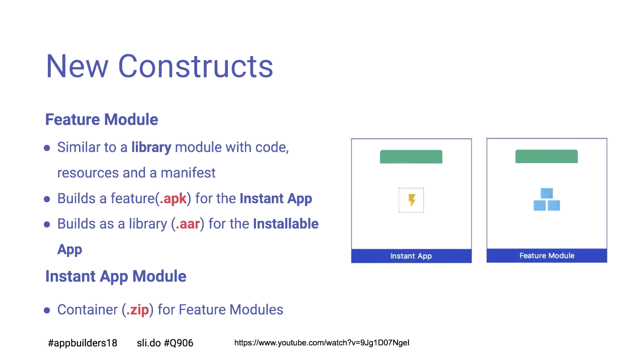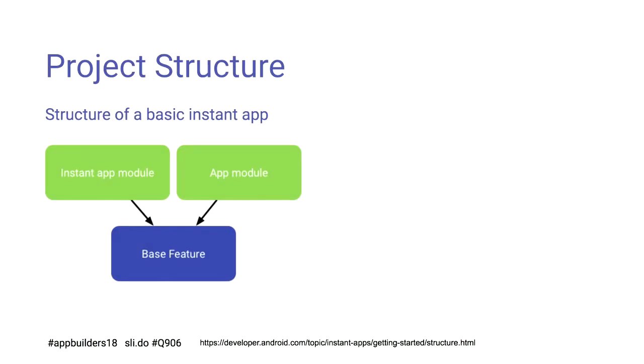So we said features. Features are very similar to library modules. They build APKs for the instant app, but lie as library modules in our installable apps. And the instant app module contains these feature modules. So this is the basic structure of an instant app. We have one feature, the base feature actually. Both the instant app and the installable app modules use this.